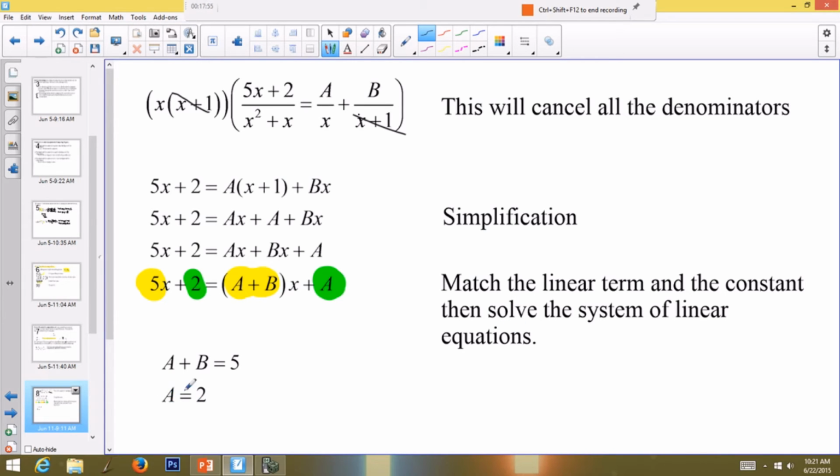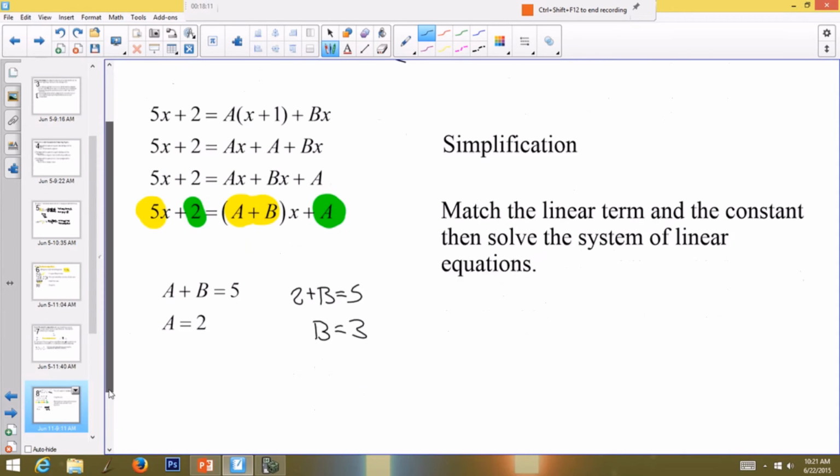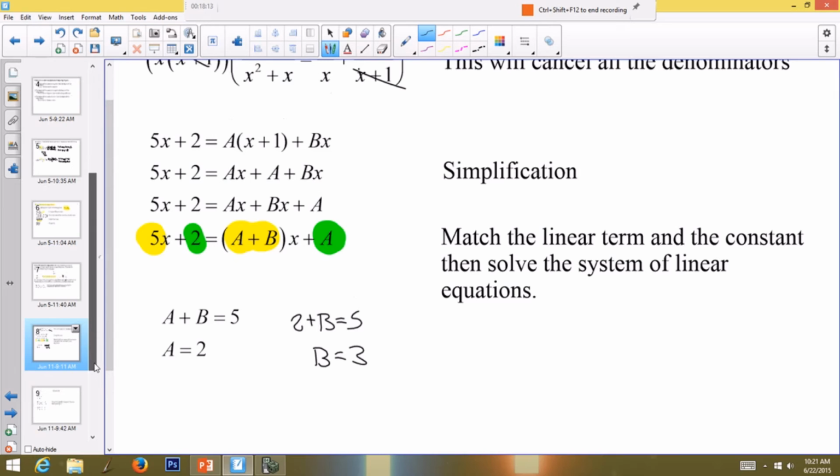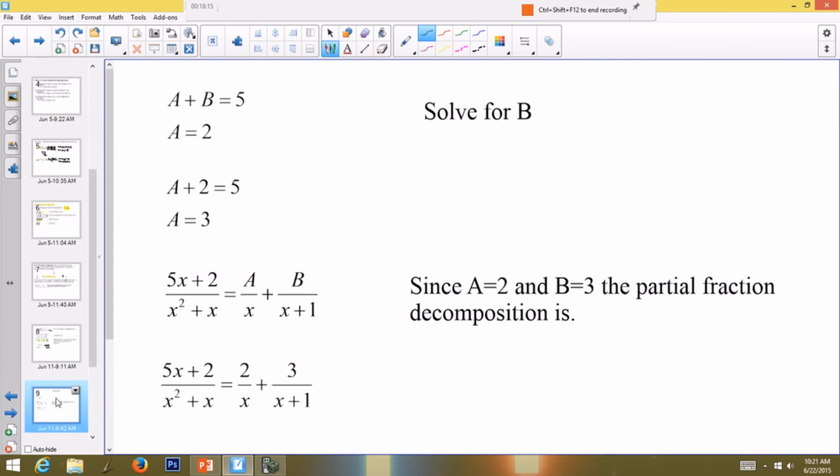I know that a has to equal 2. And I know that when I go a plus b, I have to get 5. That means that obviously if a is 2, 2 plus b equals 5, well then b has to equal 3. All right, did I finish here? So again, a plus b has to equal 5 and a has to equal 2.